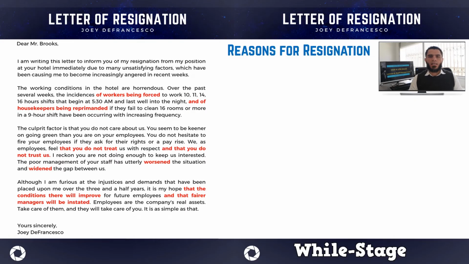Now, after reading the text, it seems that the employee was right to quit. Based on what the letter of resignation he wrote says, the working conditions were awful, the staff management seems to be poor, the boss seems to be authoritarian and demanding and lacks the basic principles of a good manager.